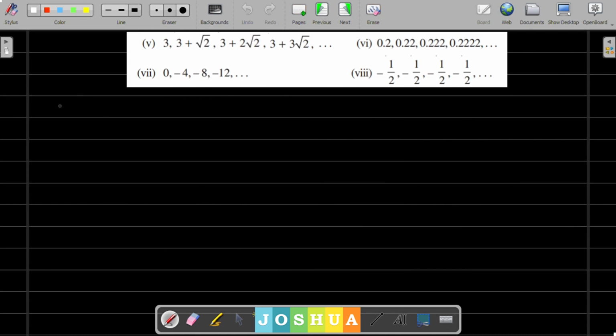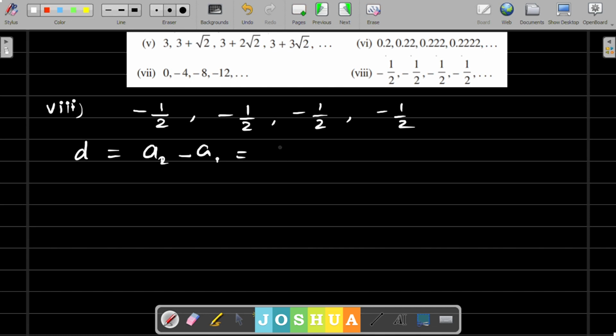Eighth question. Here we have the series minus 1 by 2, minus 1 by 2, minus 1 by 2, minus 1 by 2. So D is equal to A2 minus A1. Here A2 is minus 1 by 2 minus of minus 1 by 2, so that is nothing but minus 1 by 2 plus 1 by 2. In this case I got the difference 0.